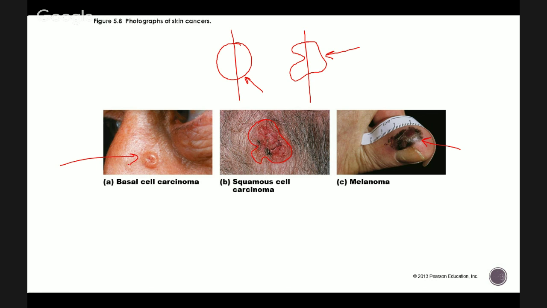B for Border. So border, look at the border. Is it easy to tell where it begins or ends? Are you able to very, very easily distinguish where this is arising? If it's a well-defined bump on the skin, you can tell there's a pretty well-defined border on this one. Yeah, kind of fuzzy borders here. It's kind of hard to tell where it begins or ends. See that? That just looks nasty, right? Okay, so border. So does it have well-defined borders?